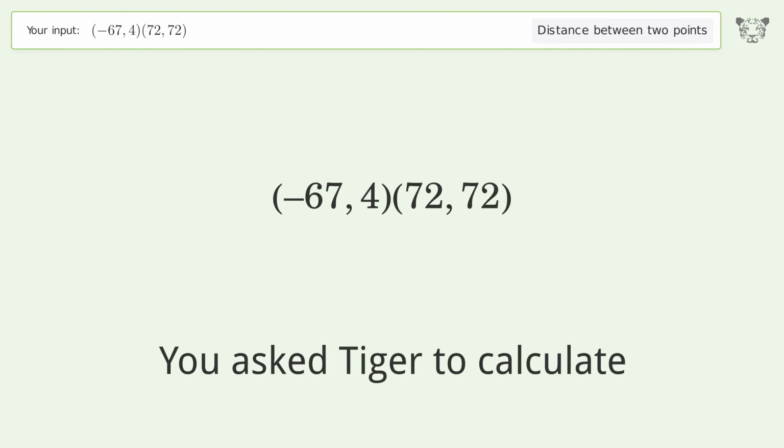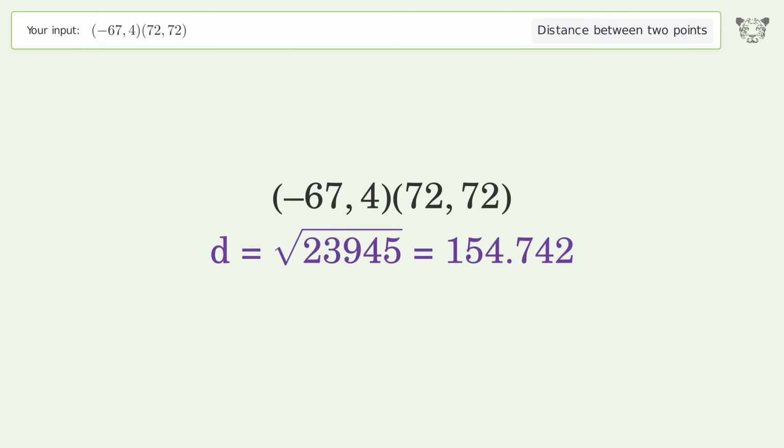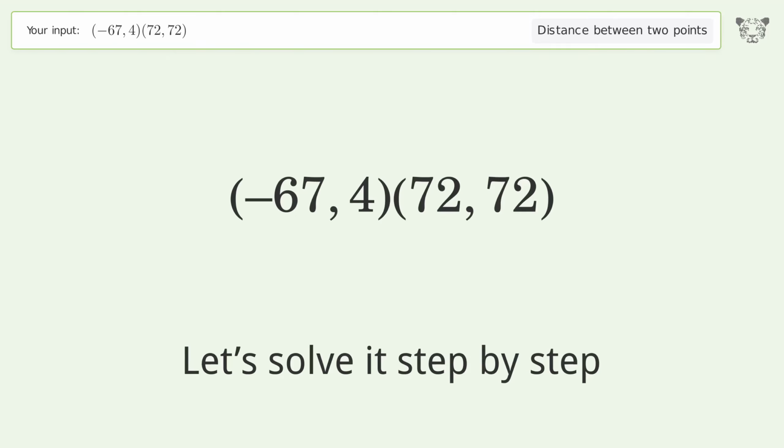You ask Tiger to calculate. This deals with the distance between 2 points. The distance between the 2 points is the square root of 23,945, or 154.742. Let's solve it step by step.